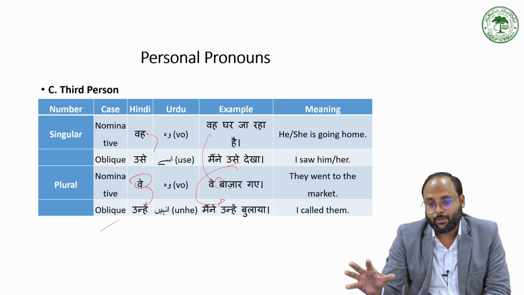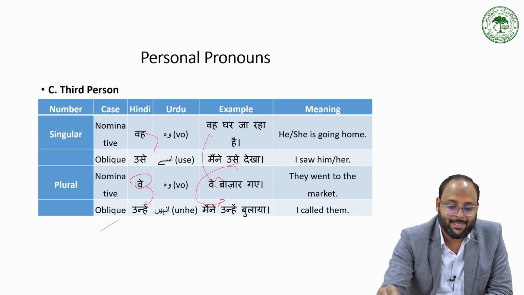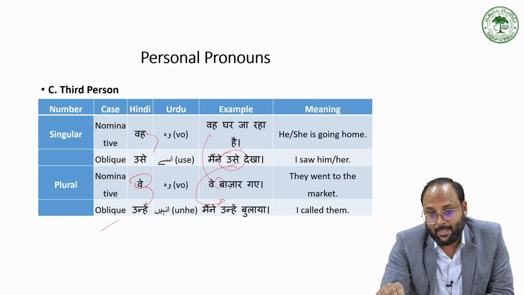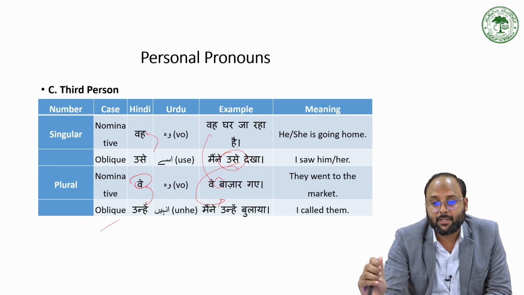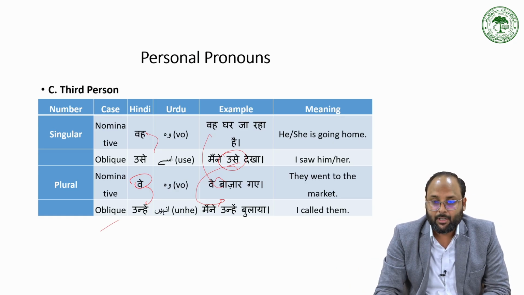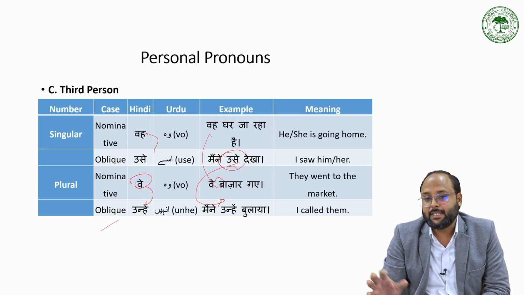Oblique form is when we are using any postposition. In this case उसे does not have a visible postposition, but it gives the sense of a postposition. Like मैंने उसको देखा becomes मैंने उसे देखा, मैंने उनको देखा, मैंने उन्हें देखा. So को is not directly here, but it is understood by the change in the form.